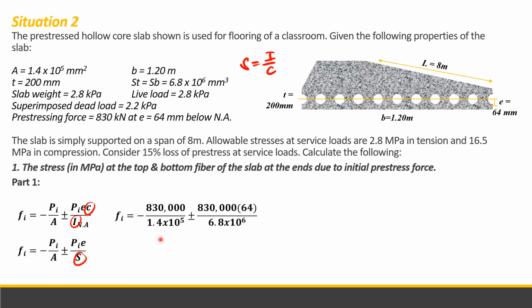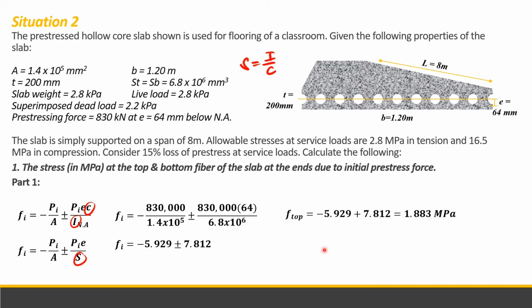Now we will enter the values. 830,000 Newton over 1.4 times 10 to the power of 5, that is the area, and then plus minus 830,000 times 64 over 6.8 times 10 to the power of 6. So the value of the stress due to initial pre-stress is negative 5.929 plus minus 7.812 megapascal.